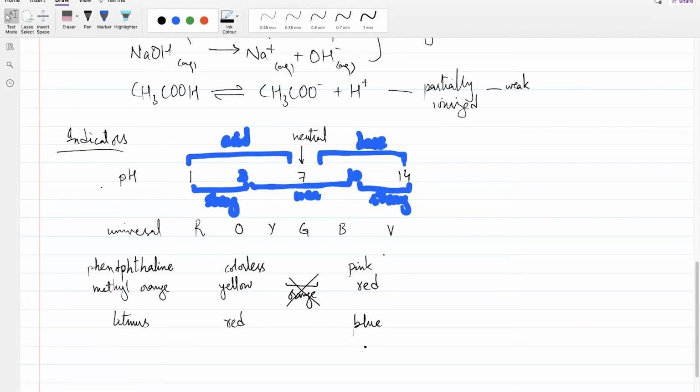So these indicators allow us to do very simple tests, observe the color changes, and based on that we can determine whether something is acidic or basic, or even whether it's weak or strong in terms of acid or base. Okay, so that's what these things do.